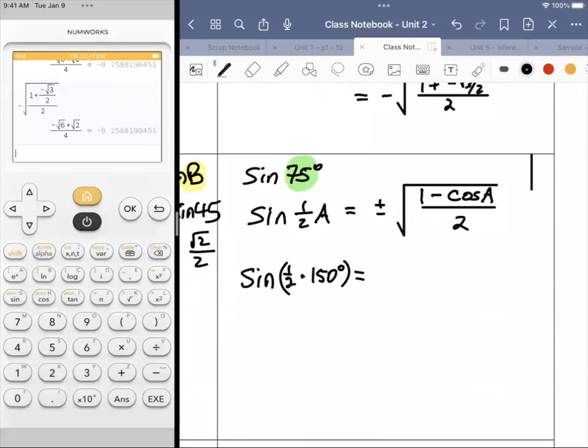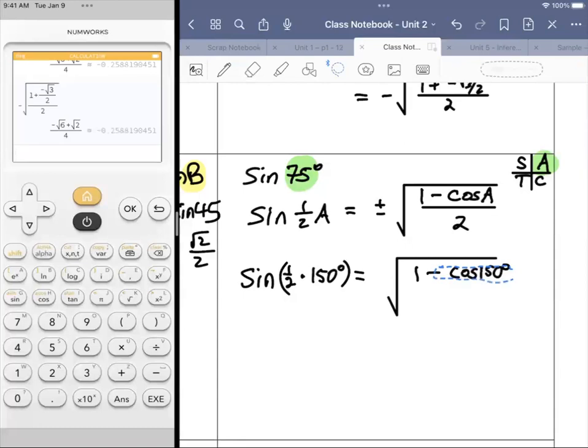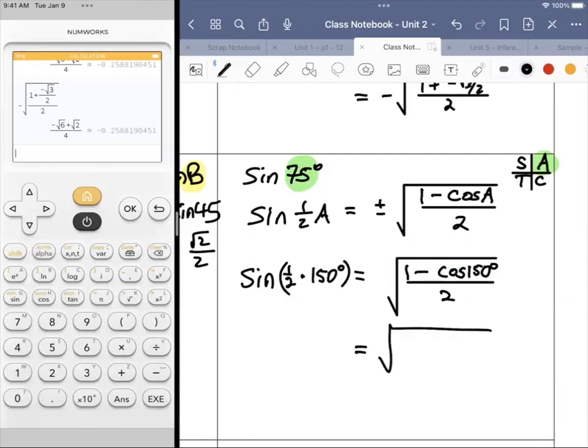Based off of ASTC, and the fact that 75 degrees is in the first quadrant where all trig functions are positive, I would go with the positive variation of this formula, which means I could just write it without a sign in front. All right, 1 minus cosine 150 degrees, moving stuff over a smidge, all over 2. And then I just make my substitution for cosine of 150.